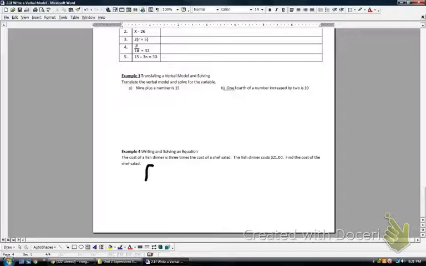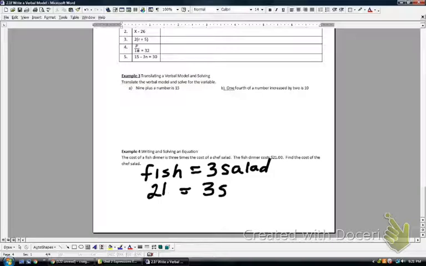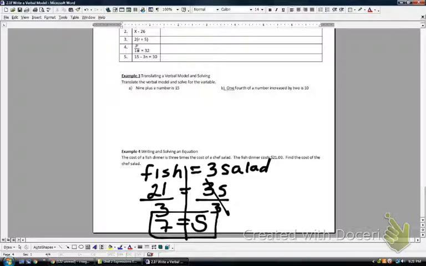So it says a fish dinner is 3 times the cost of a chef's salad. Okay, and I need to find how much the chef's salad costs. Well, it tells me the fish dinner is $21. So I have 21 equals 3 times the chef's salad. So I'm going to divide both sides by 3 to undo multiplication. I divide. That goes away. I'm left with s. 21 divided by 3 is 7.